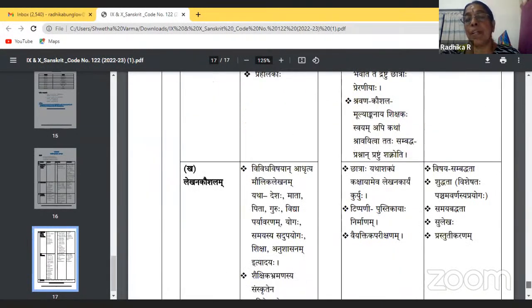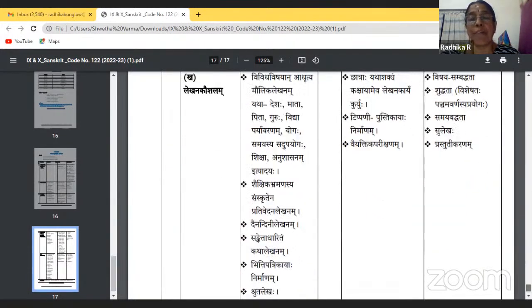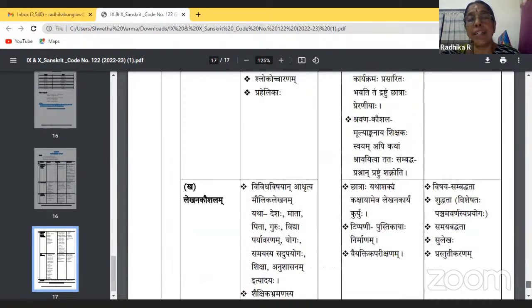Swayamapi Katham Shravayitva Sambandha Prashnan Prashtum Shaknu. Then Lekhana Kaushalam also we have to test, their Vividha Vishyan. This is included in the subject enrichment also.